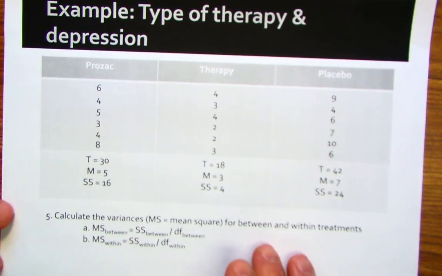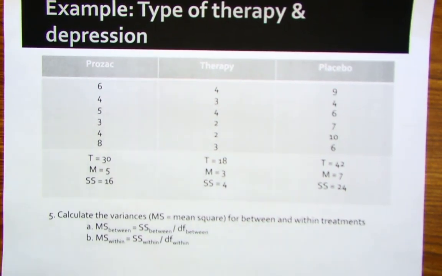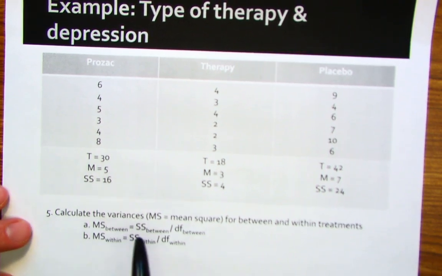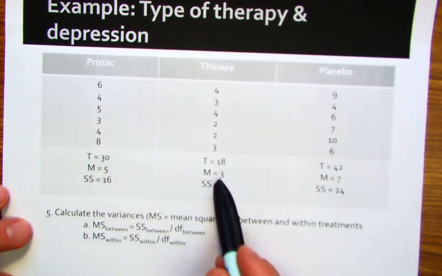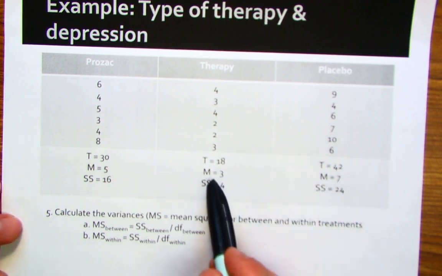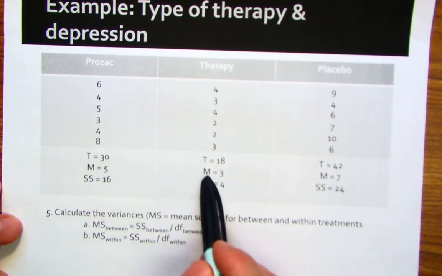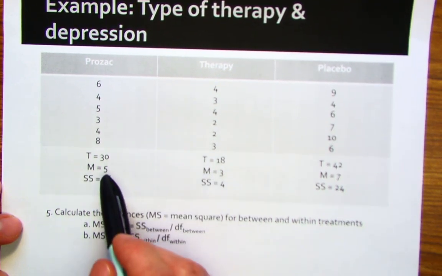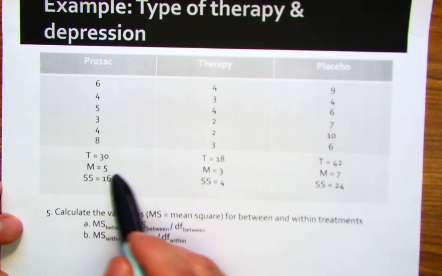Okay, I know you've all been waiting to find out if there's a significant difference between the other groups. So like we said as we went through this example, we know there's got to be a difference between the therapy, this cognitive behavioral therapy group, and the placebo group. What we don't know is, is there a significant difference between Prozac and therapy, and is there a significant difference between Prozac and placebo?